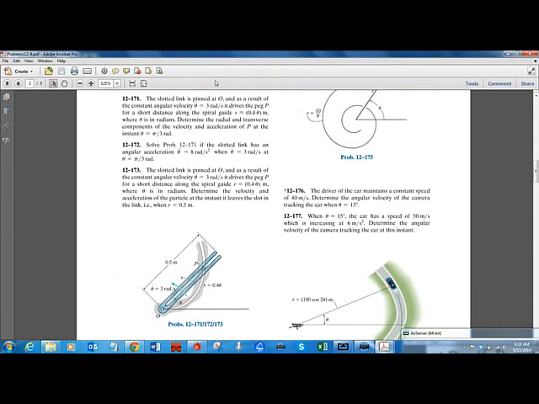171. The slotted arm, this blue one, is pinned at O. As a result of the constant angular velocity theta dot, it drives the peg P for a short distance along the spiral guide where theta equals radians. Determine the radial and transverse components of the velocity and acceleration of P at the instant when theta equals pi over 3. All right, now we either have xy, r theta, or tangent normal.